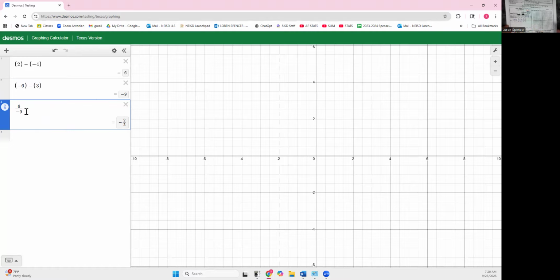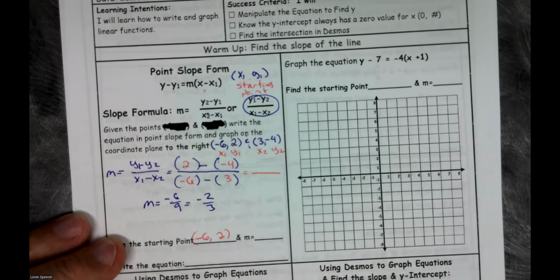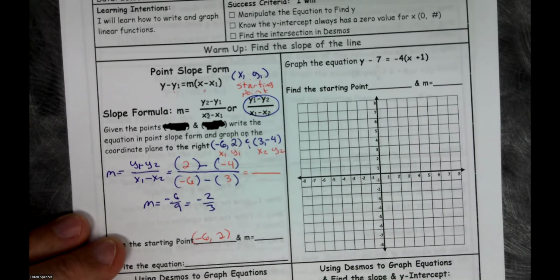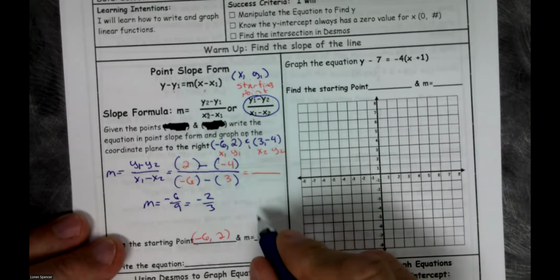So my slope is -6/9, which reduces to -2/3, and we'll want to use the reduced version of that. So we're going to go ahead and hit stop, go back to our paper. And there we go. There's my slope equal to -6/9, reduced to -2/3. So we know what m is. So m is -2/3.